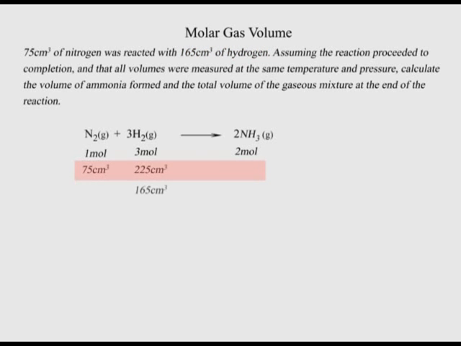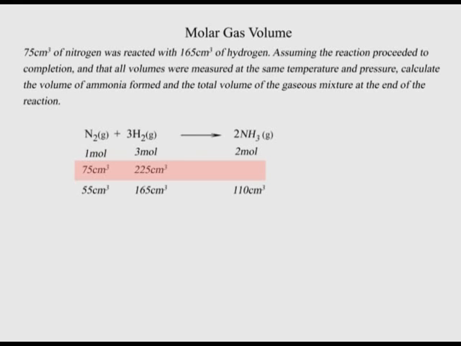If all the 165 cubic centimeters of hydrogen reacted, we will require a third of that volume for nitrogen. That is a third of 165, which is 55 cubic centimeters. So the reacting volumes will be 55 cubic centimeters nitrogen and 165 cubic centimeters hydrogen. According to Gay-Lussac's law, the volume of ammonia will be twice the volume of nitrogen. That is 55 times 2, giving us 110 cubic centimeters.